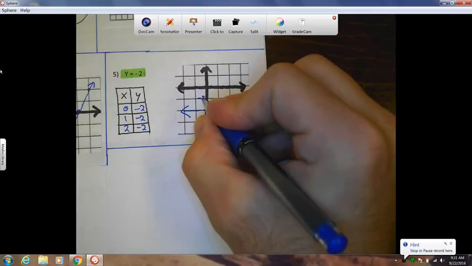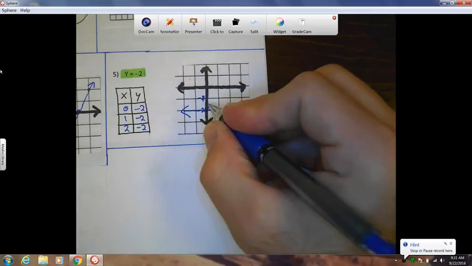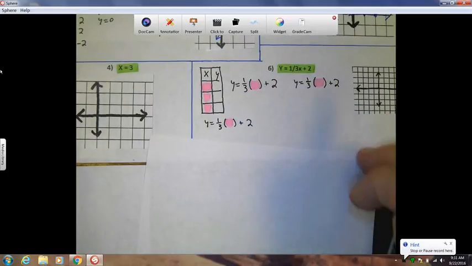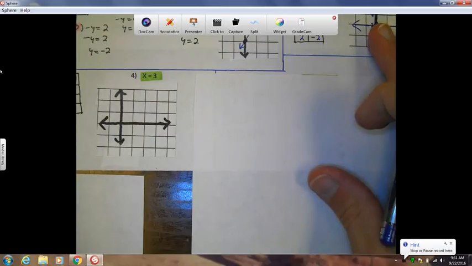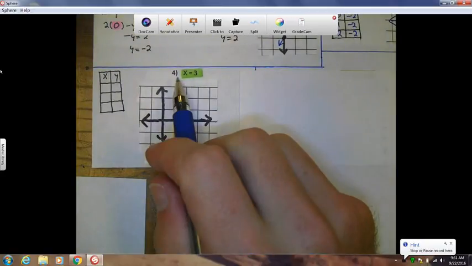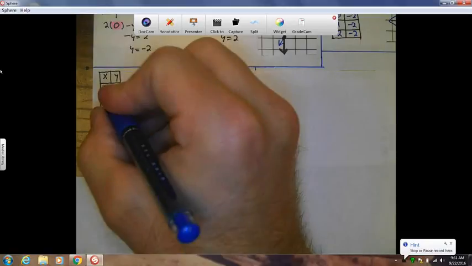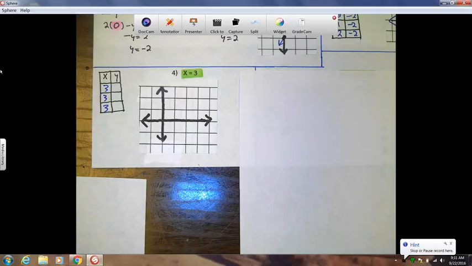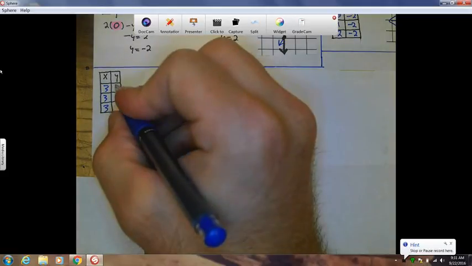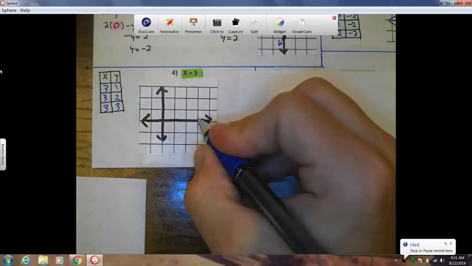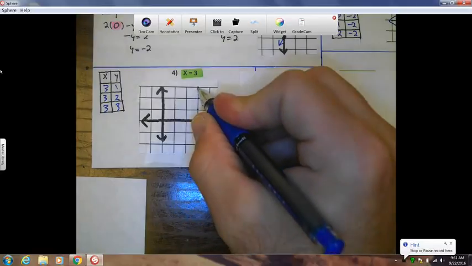If I have one that looks like this, it only has an x. It only has an x, there's no y. So x is always 3. Doesn't matter what y is. So I'm just going to put 1, 2, 3. And so I have a vertical line.